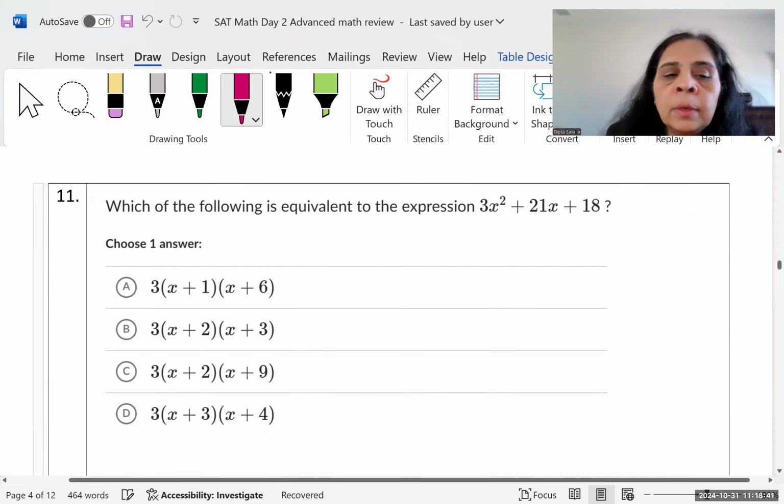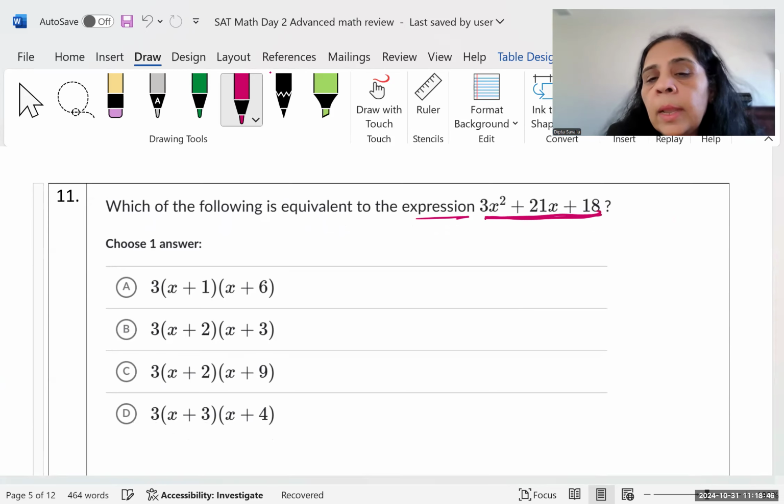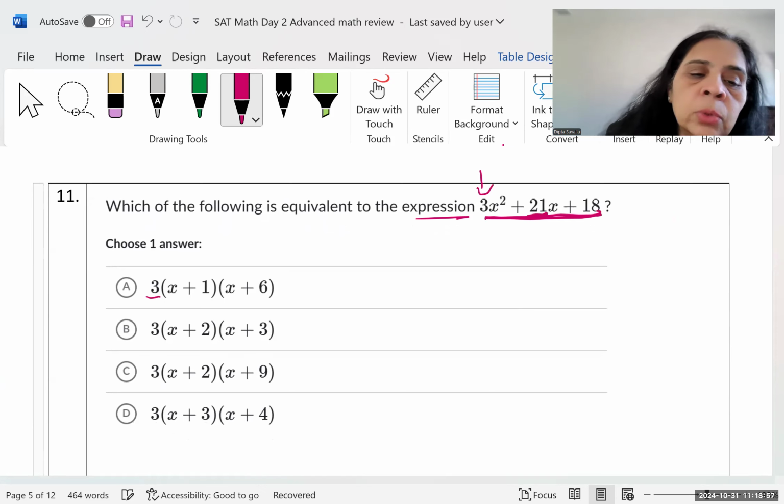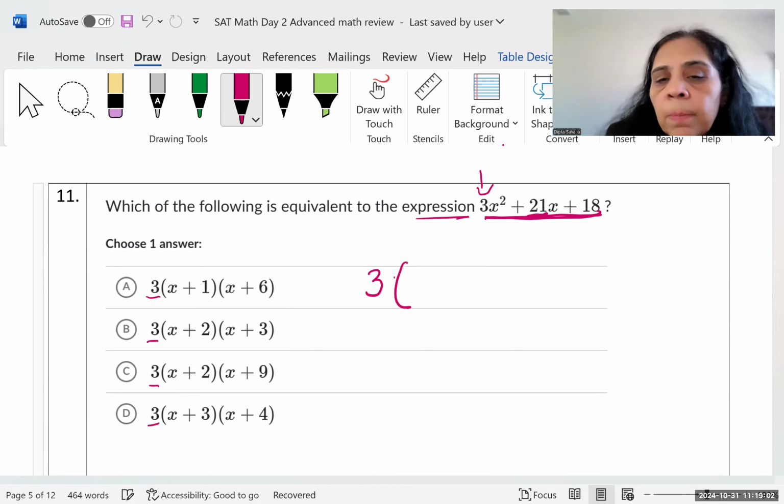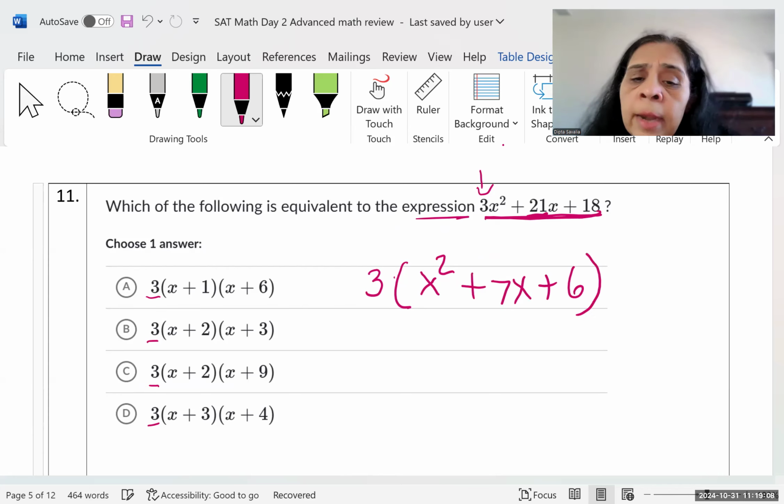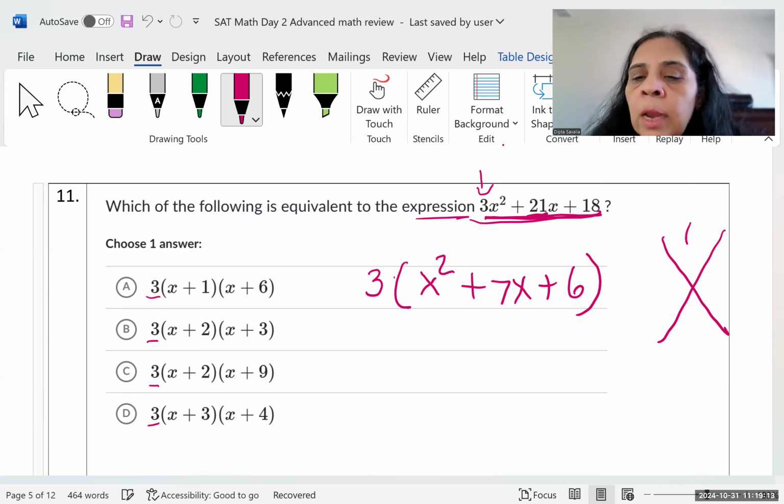Let's see number 11. Again, we have factoring here. So whenever we find factors, we will check the GCF. See, we have 3. You can divide the entire problem by 3. And also in all these options, you can see 3 here. So that means 3 is the GCF. What is left over? X squared plus 7x plus 6. Now it's even easier than before, right? So we can just do this cross and we can see here 6. 6 times 1 is 6. The middle term coefficient is 7. What two factors of 6?